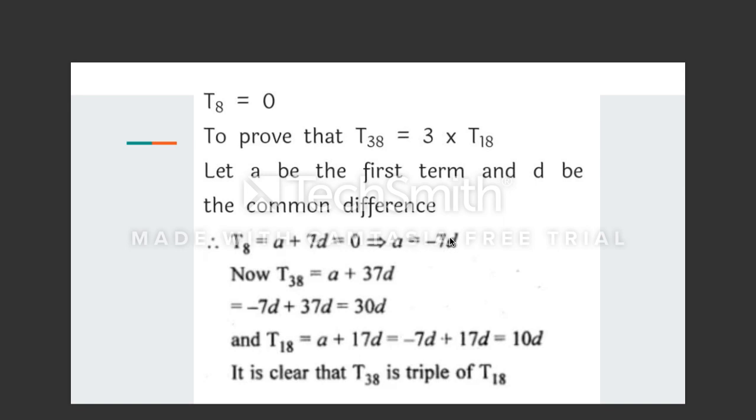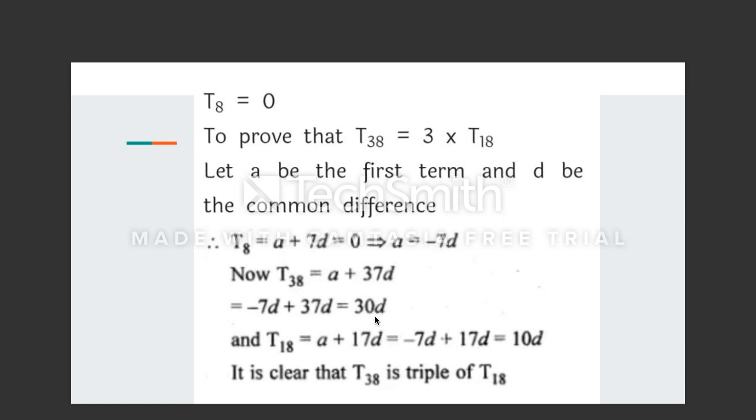Also, we are supposed to talk about the next term, that is the 38th term. So what's that? A plus 37D. Okay. Now what is the value of A? It is minus 7D. So substitute that. What do I get as the 38th term? 30D.